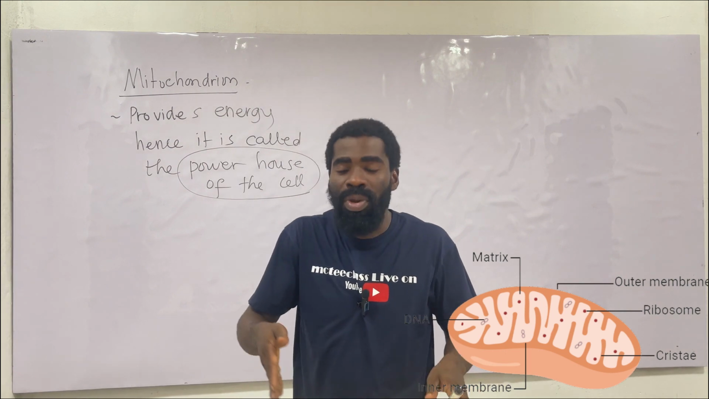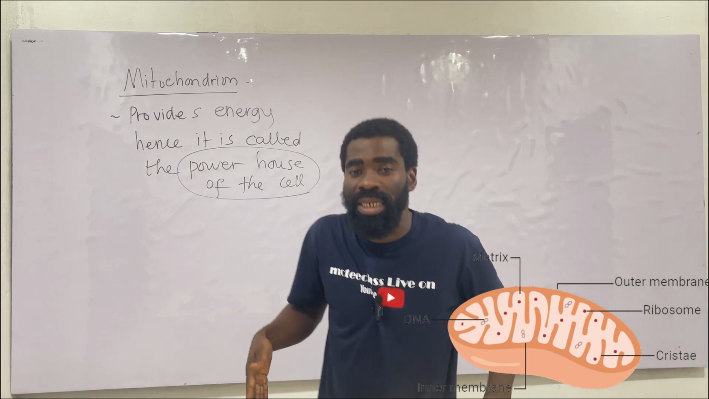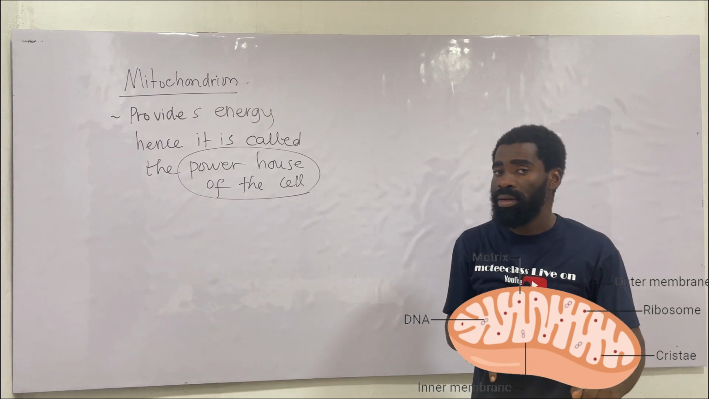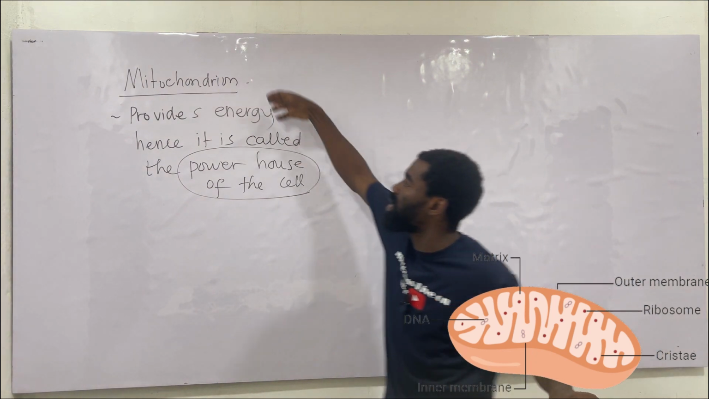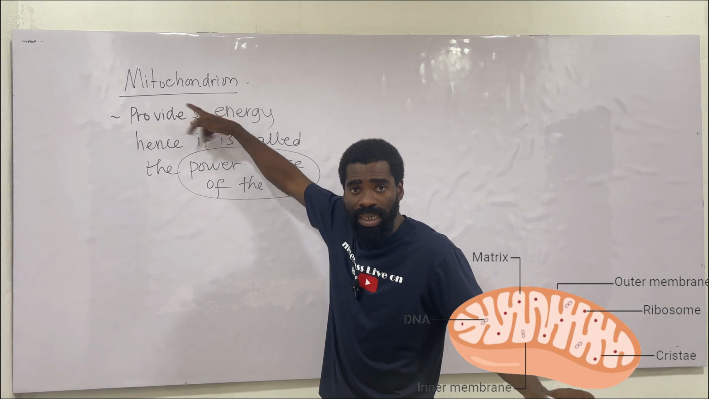So if you look at this, where do we get energy from? Energy is coming from respiration. If you know the definition of respiration, respiration provides us with energy. That means respiration occurs in the what? In the mitochondria. Well, that's how we get the energy.